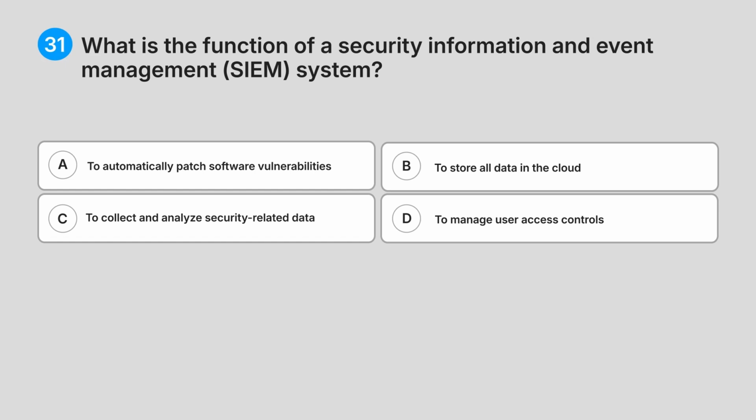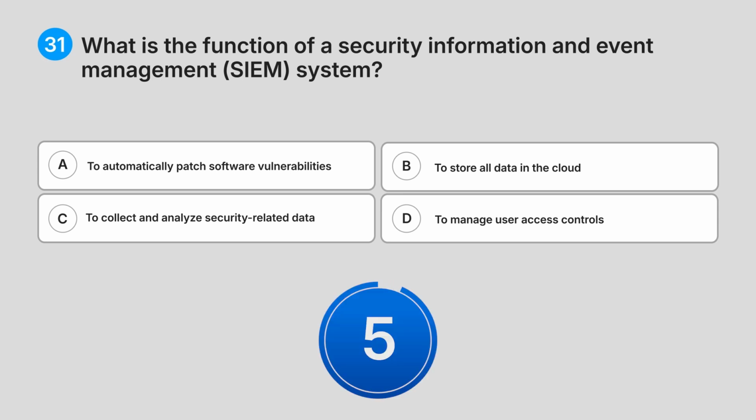31. What is the function of a security information and event management system? A. To automatically patch software vulnerabilities. B. To store all data in the cloud. C. To collect and analyze security-related data. D. To manage user access controls. Can you guess the answer?